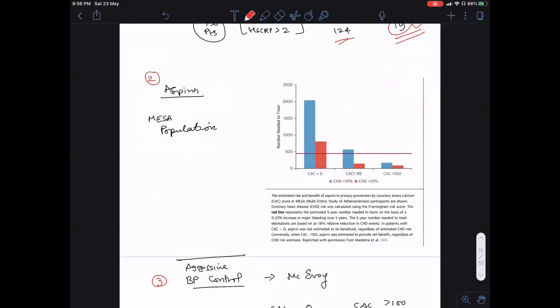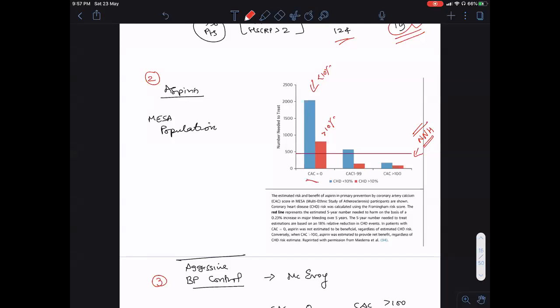So what about aspirin? Again, the MESA investigators have looked at it. This was a group of patients for whom they calculated CHD risk using the Framingham risk score. The blue line here means a CHD risk of less than 10%. The red bar here means a CHD risk of more than 10%. These were 5-year numbers using the Framingham risk score. The red line here is the number needed to harm when you're giving the patients aspirin, measured by bleeding.